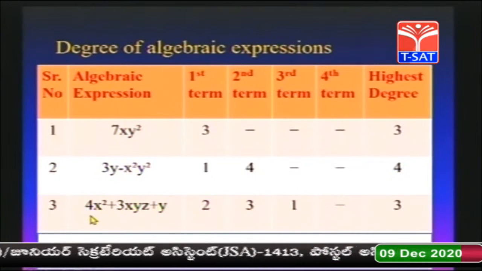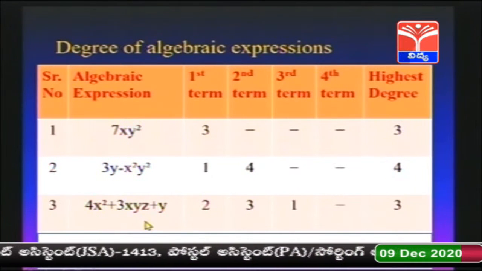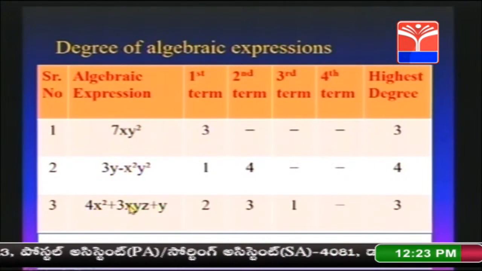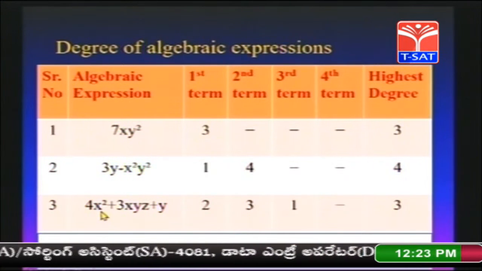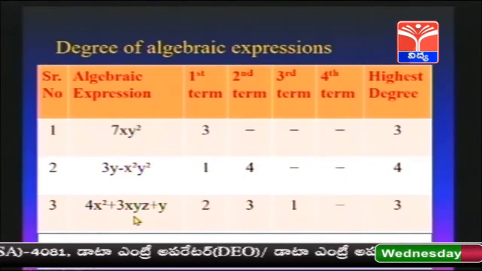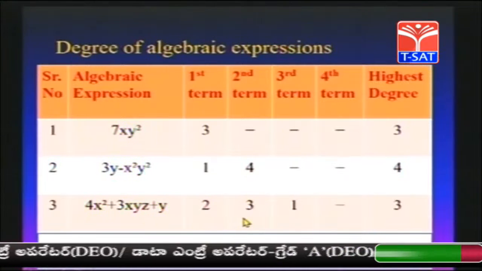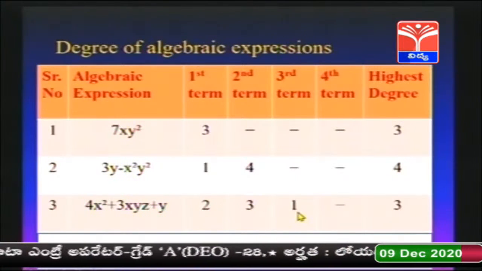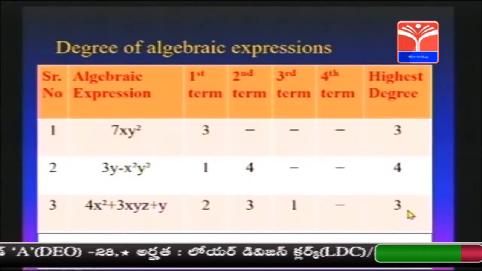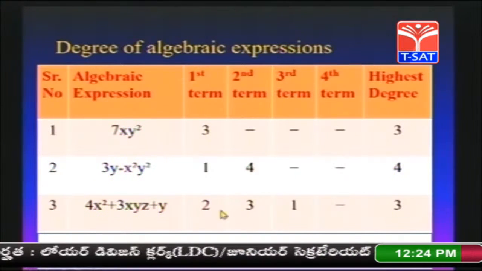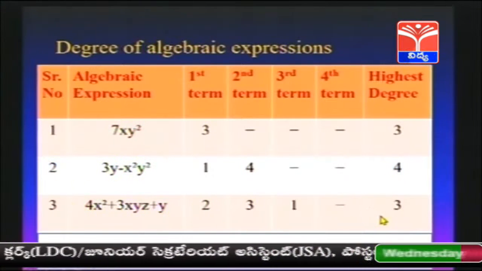Next one, 4x square plus 3xyz plus y. Here, as you see, the exponent of variable x is 2. The second term is 1 plus 1 plus 1, that is 3, and the last one it is 1. So what is the highest degree here? 3. So the degree of this particular expression is 3.